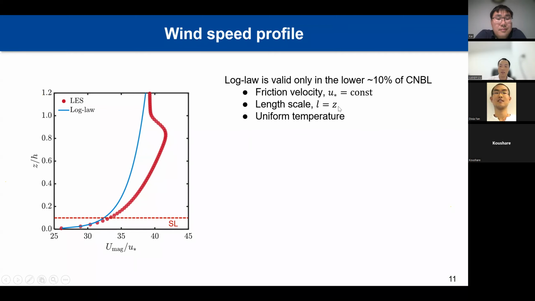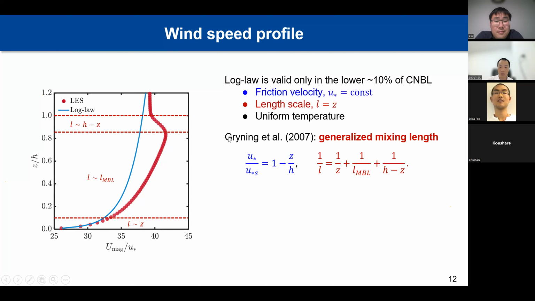But this is of course not true, because at least near the top of the boundary layer, the length scale should become 0, as there is no turbulence above the boundary layer. And in addition, we didn't consider any buoyancy force in the classical log law model. So how can we extend the log law above the surface layer? Here I want to introduce two previous works.